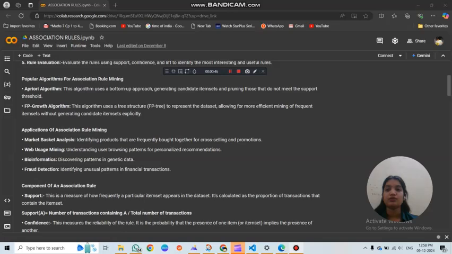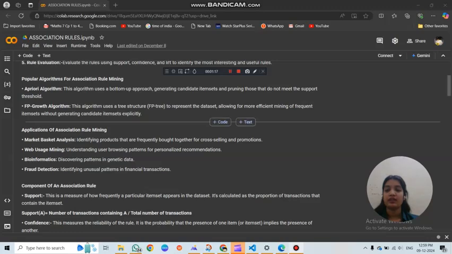Popular algorithms for association rule mining are as follows. Number 1, Apriori algorithm. This algorithm uses a bottom-up approach, generating candidate item sets and pruning those that do not meet the support threshold. Number 2, FP-growth algorithm. This algorithm uses a tree structure to represent datasets, allowing for more efficient mining of frequent item sets without generating candidate item sets explicitly.